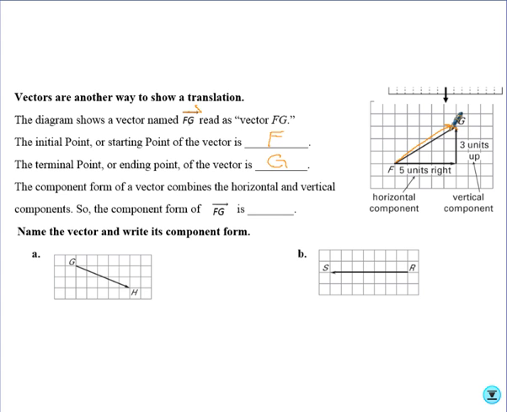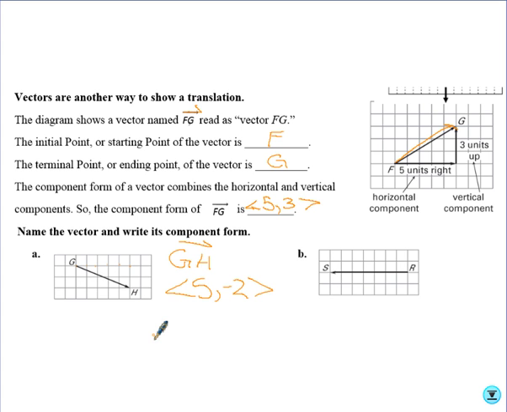We can write it in component form. It looks like a coordinate point, but instead of parentheses we use these pointy brackets, and we say we went right 5 and up 3. Here it says name the vector and write its component form. The vector is from G to H. Notice the arrow will always point to the right, as you'll see in the next example. We're moving 1, 2, 3, 4, 5 to the right, and down 1, 2. Because we went down, that's a negative. So that's the component form.